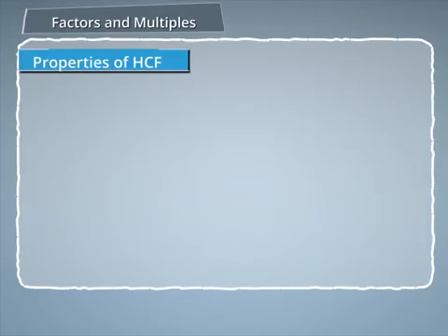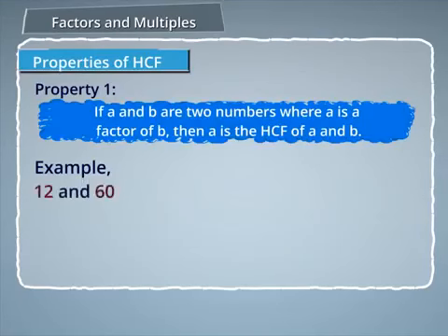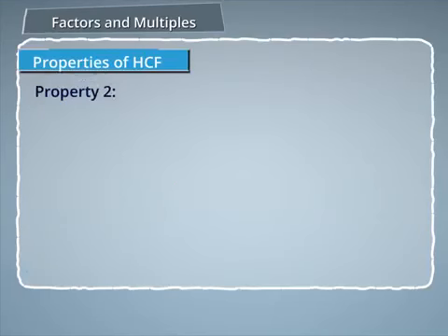Now let us discuss some of the properties of HCF. Property 1. If A and B are two numbers where A is a factor of B, then A is the HCF of A and B. For example, let there be two numbers, say 12 and 60. We know that 12 is a factor of 60. So the HCF of 12 and 60 is 12.